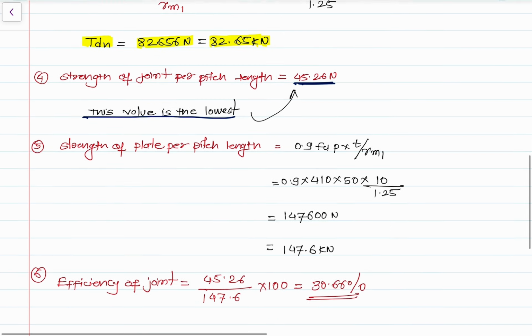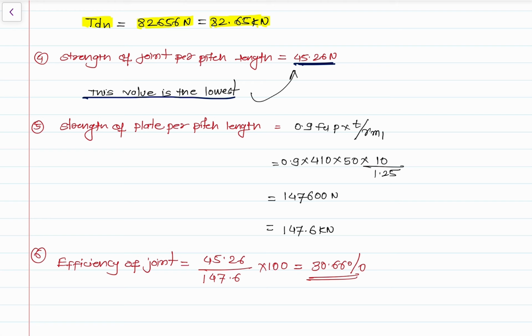To calculate the efficiency of the same, we need to calculate strength of plate per pitch length. Now we calculated the joint strength. Now let's calculate the strength of the plate. That is calculated by 0.9 into fu into pitch into thickness upon gamma m1. So 0.9, fu is 410, pitch distance is 50, and thickness is 10 divided by 1.25. So we got strength of plate as 147.6 kilonewton.